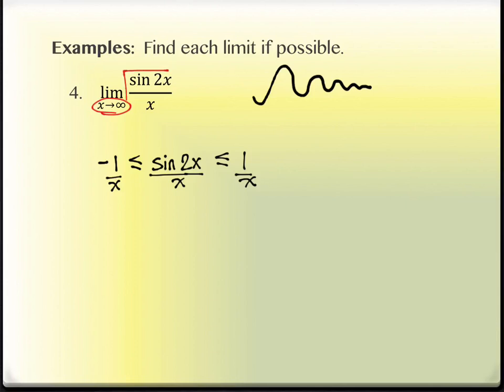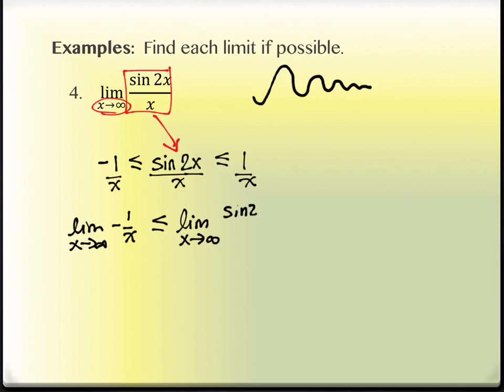It's our function up here, right? That's actually trapped in between now. That's our goal: to get what we want trapped in between. Now we're going to take the limit of all 3 pieces. So we put the limit as x approaches infinity of -1 over x, less than or equal to the limit as x approaches infinity of sine of 2x over x, less than or equal to the limit as x approaches infinity of 1 over x.